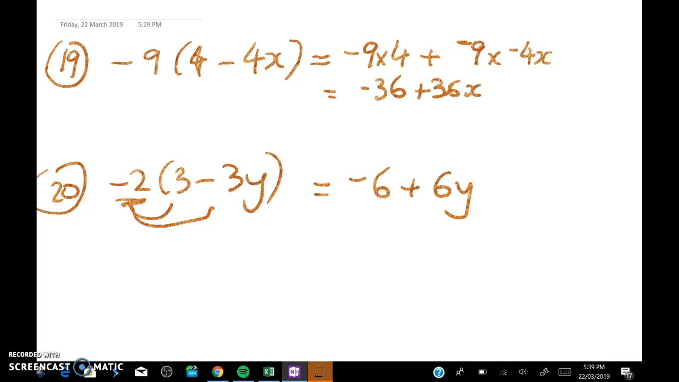So there you go. There's a quick refresher on very simple expanding brackets. In class next week, we're going to put that together with what we know about simplifying expressions and like terms.